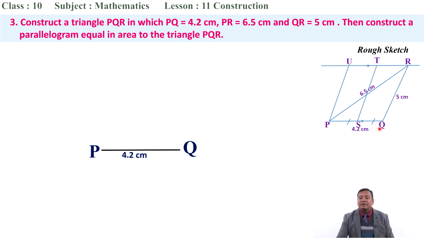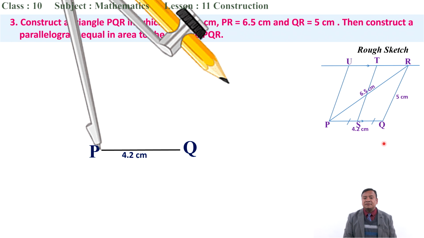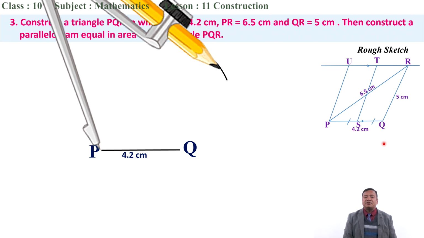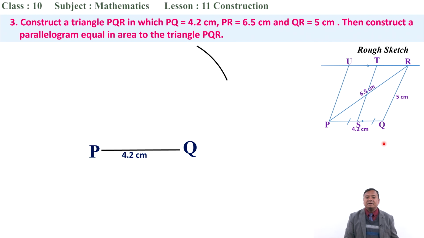Now look carefully here. After this, here also the angle is not given. So 3 sides are given. We have to measure the next one, 6.5, and the next one is 5 centimeter. One is 6.5. We have to cut 6.5 centimeter from P like the previous way. In the previous question also we have done these types of problems.